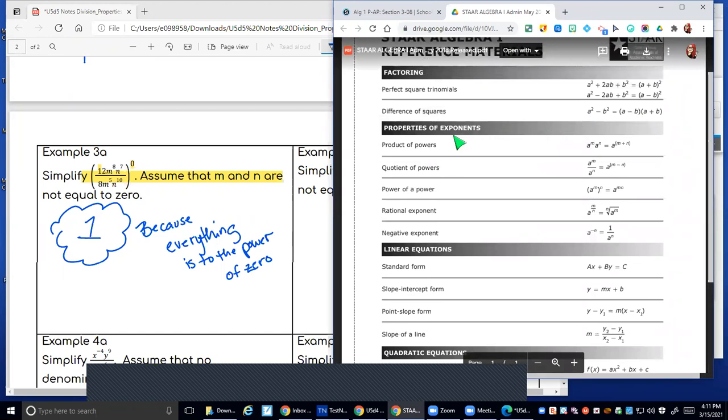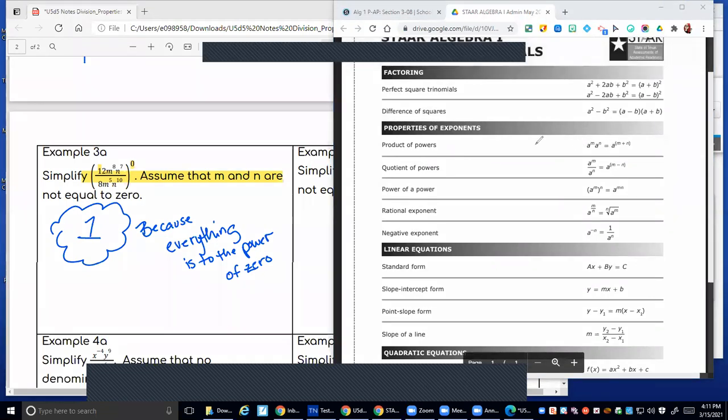But for example, product of powers, what stands out to me on this one is when you have bases that are the same. So let's say you have 3 to the power of 2 times 3 to the power of, I don't know, 4. Notice how the bases are the same and each exponent has its own base. And so this would be 3 to the power of 2 plus 4. That would be an example of that one.